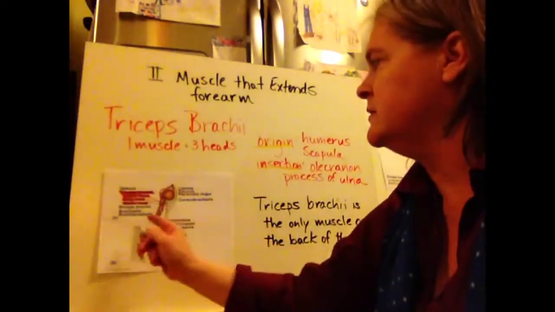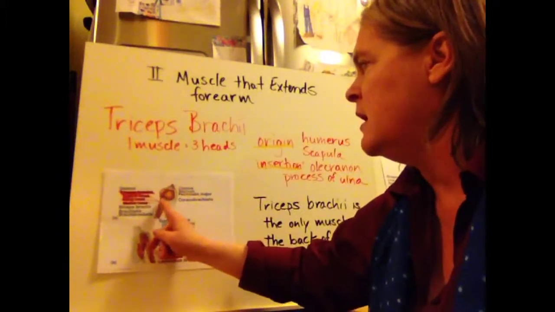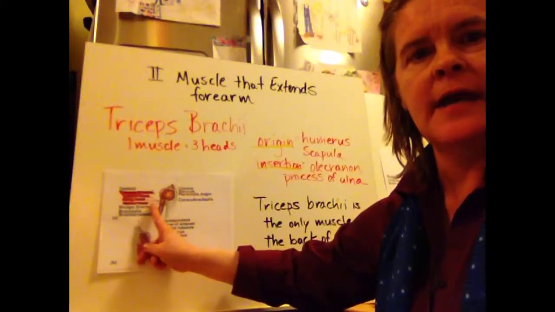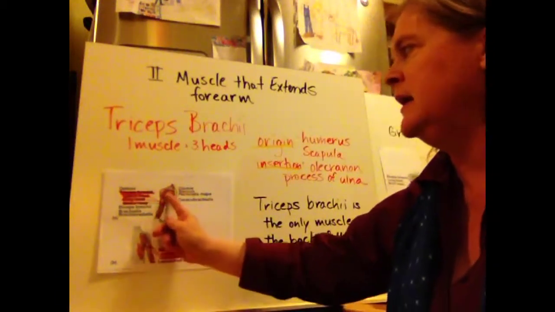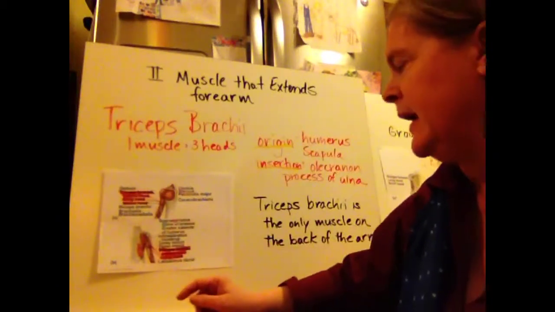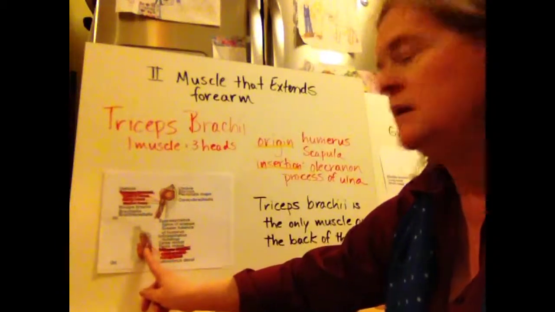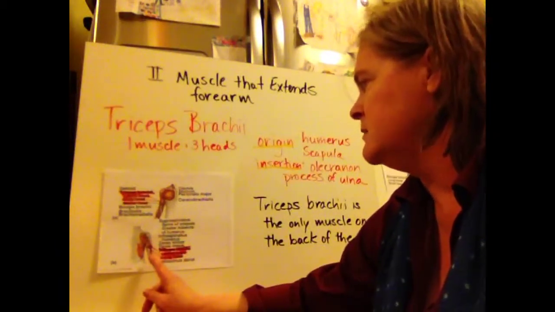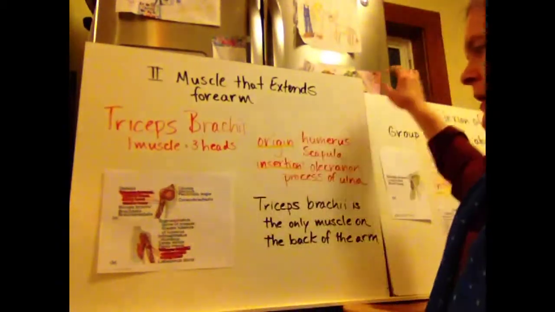So here you can notice that the lateral head is obviously on the lateral side of the humerus. The medial head is tucked down in, and the long head is along the back. You can see medially to the body, and the lateral head obviously is lateral to the body.